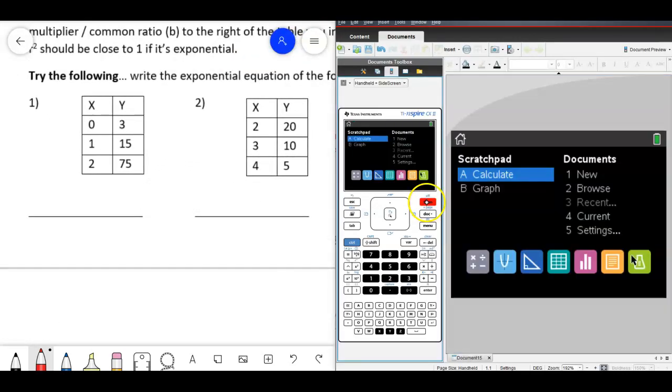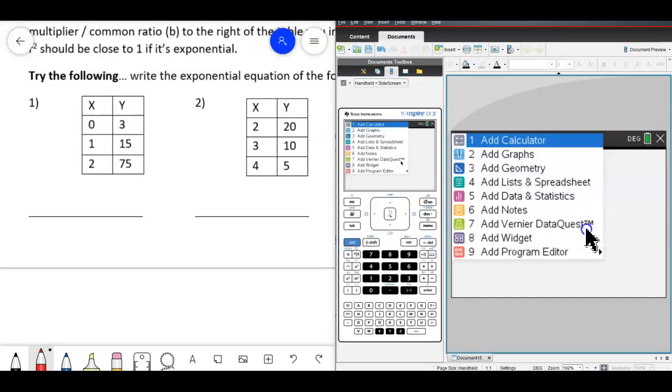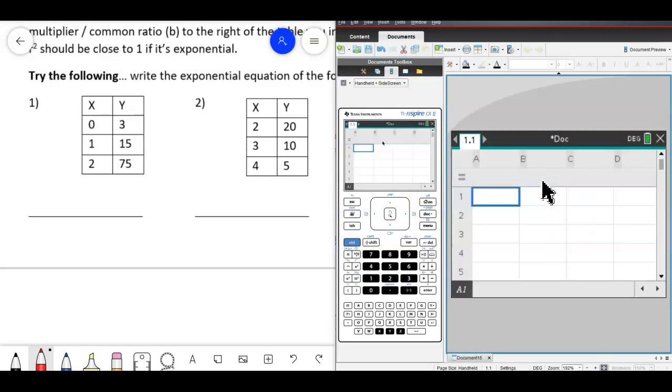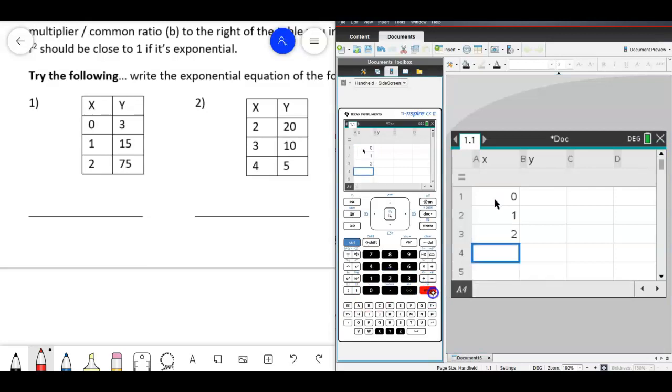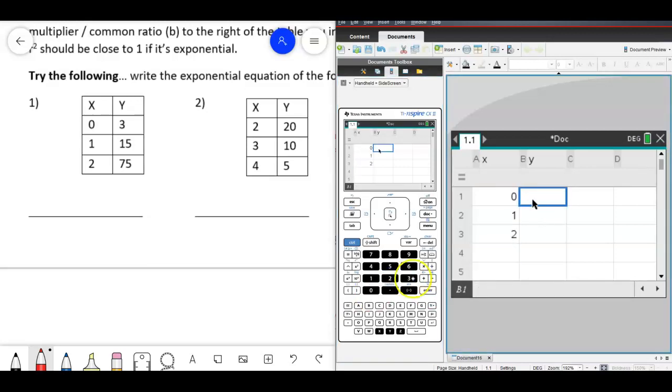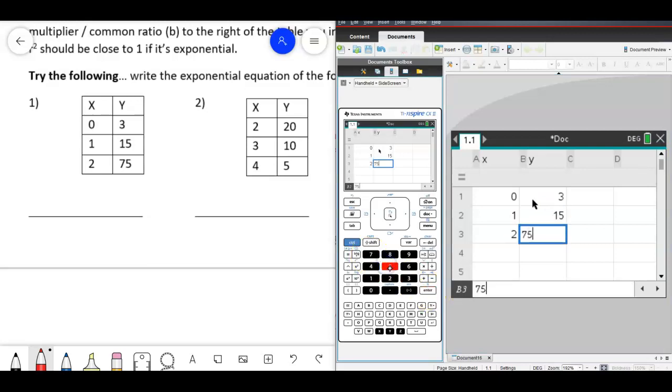Let's do number 1 for the rest of us. Okay, spreadsheet. You do number 1. What goes at the top? X and Y. Okay, and then I'm going to put in that table. It's a little table. And then 3, 15, 75. What do I press?